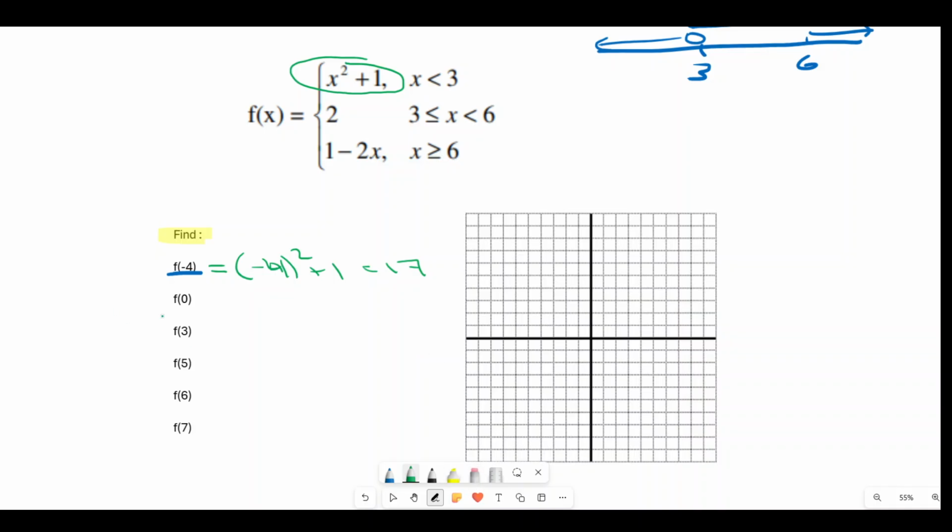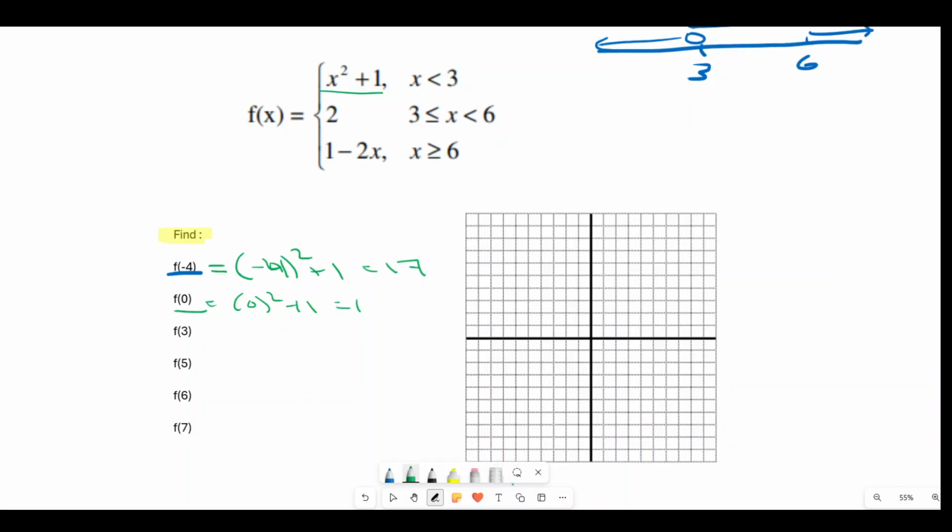Now I'm going to find f at 0. 0 is also a number that's less than 3, so I'm going to use the exact same function rule I just used. If I sub 0 into the function, I get 1. So when I input 0, the output is 1.